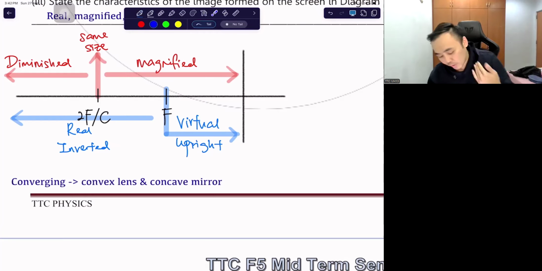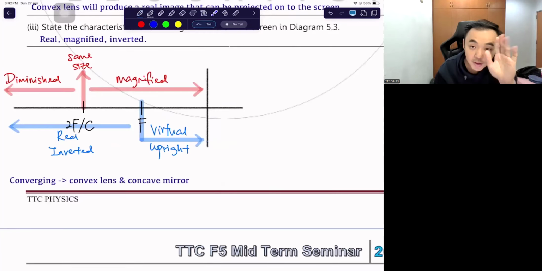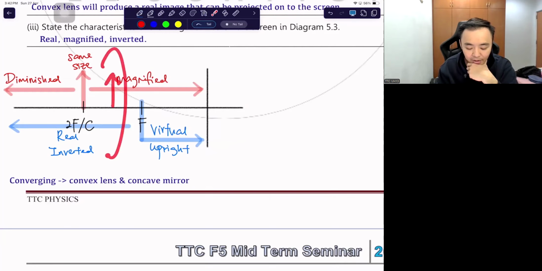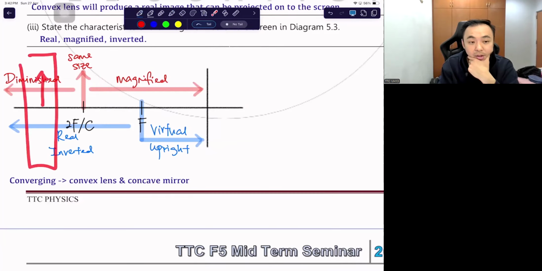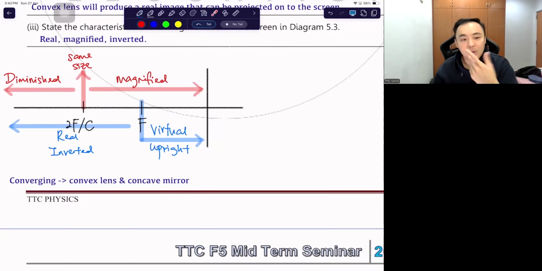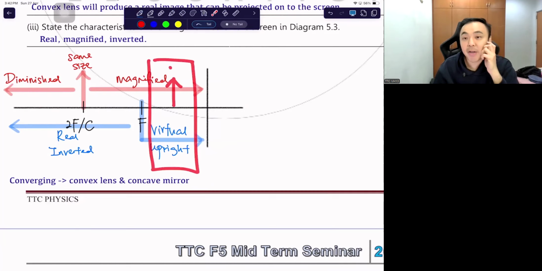Now guys, before you copy, look here first. Can you answer me one question? If I put the object here, what image do I get? We try to apply it. If I put the object here, what image do I get? Magnified, real, inverted. See that? Okay, try again. If I put the object here, what image do I get? Diminished, real, inverted. So with this simple shortcut, everything comes out. Now, if I put the object here, I get magnified, virtual, and upright.